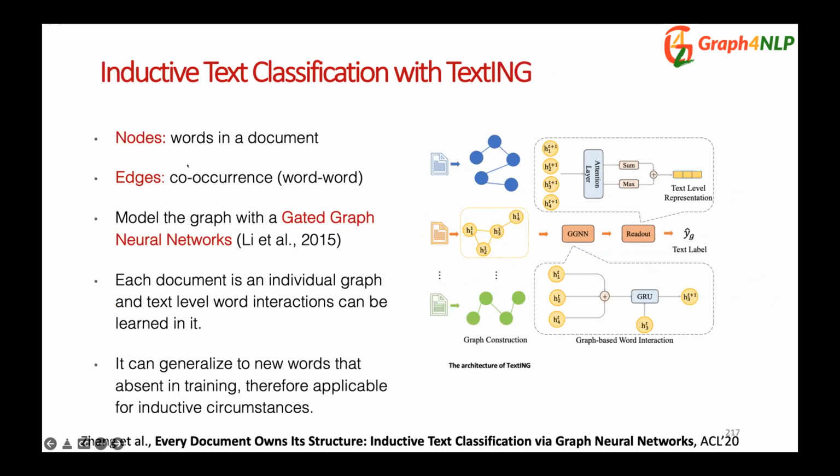And in this work, they consider performing inductive text classification with TextING. Here the nodes are words in a document, and edges are the co-occurrence of word pairs. They model the graph with a gated graph neural network. So each document is an inductive graph, and text-level word interactions can be learned in it. It can generalize to new words that are absent in training, so it's applicable for the inductive circumstance. In this way, each document is its own graph, instead of constructing a big graph for all the documents in a corpus.